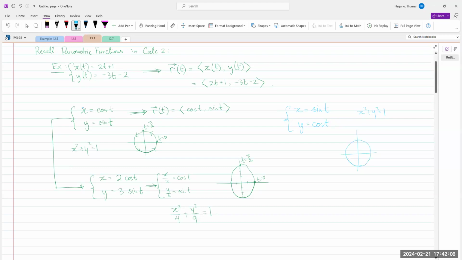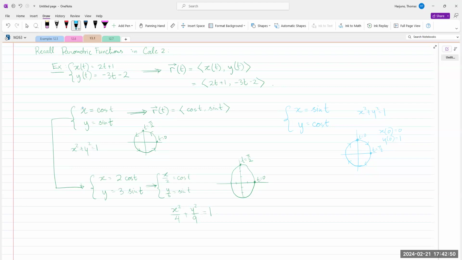Now the thing is, when t equals 0, x of 0 will be 0 and y of 0 is 1. In other words, when t equals 0, it's located here. When t equals pi over 2, it's located here. In other words, if we use that parameterization, we get the same graph. However, the starting point may be different. The direction may be different. Okay?